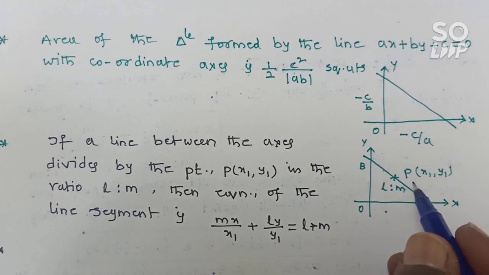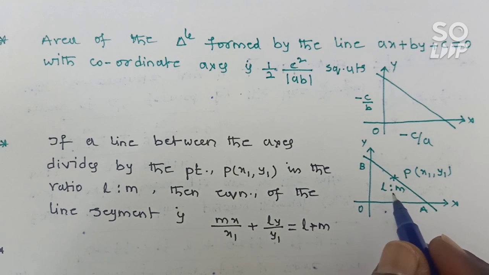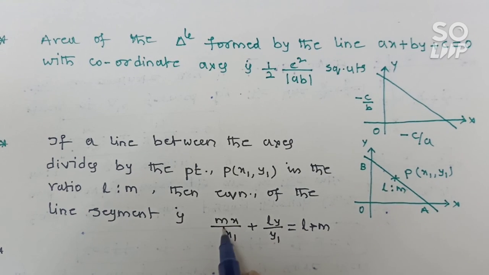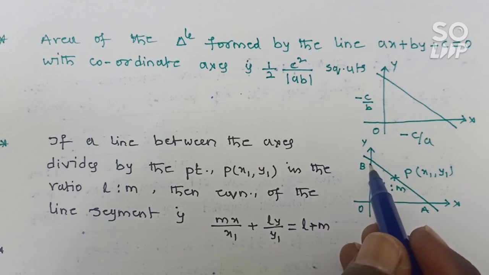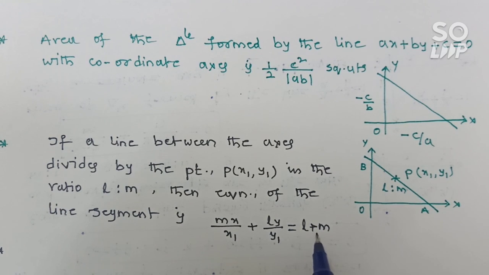Suppose this point bisects the line segment. Bisected means what? The ratio will be 1:1. Now you write L is equal to 1 and M is equal to 1. Then the equation of the line segment AB will be x by x1 plus y by y1 is equal to 1 plus 1, that is 2.